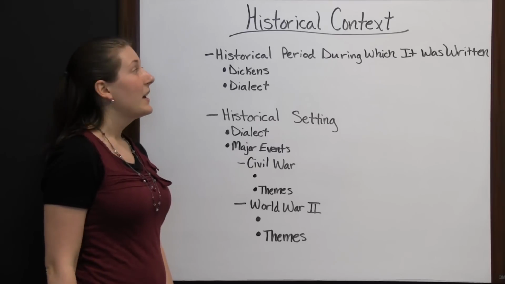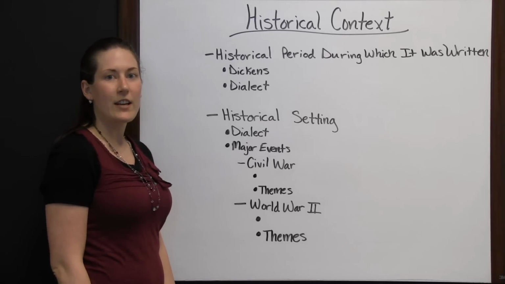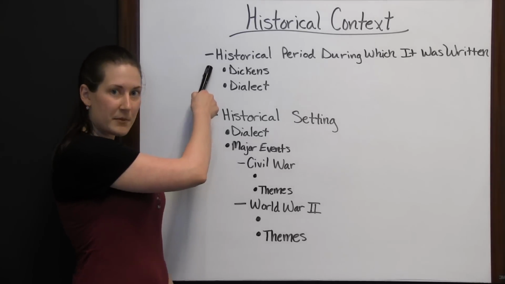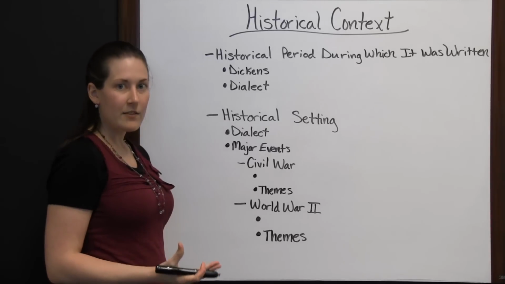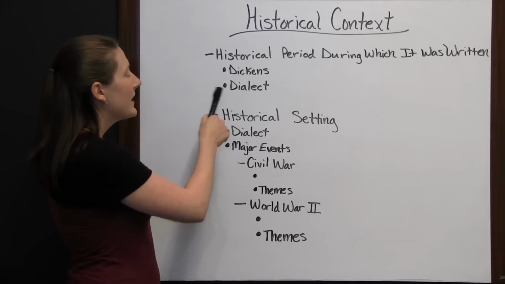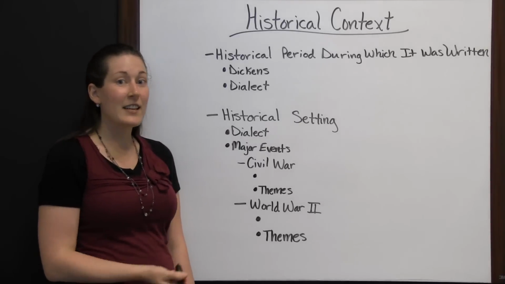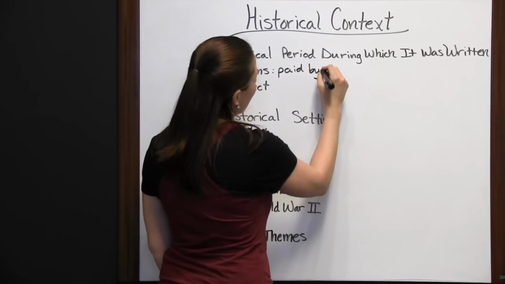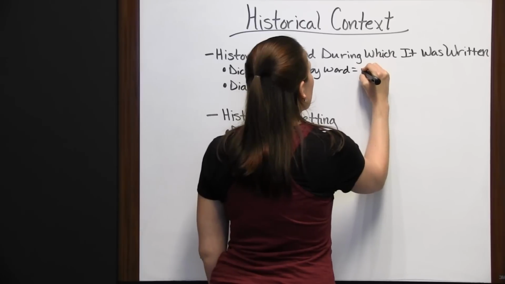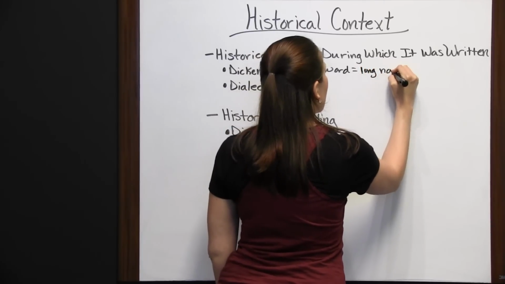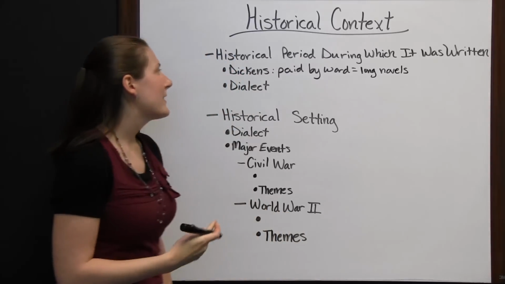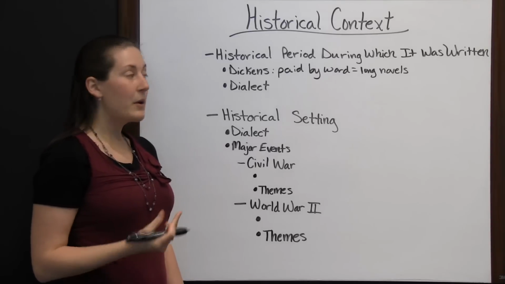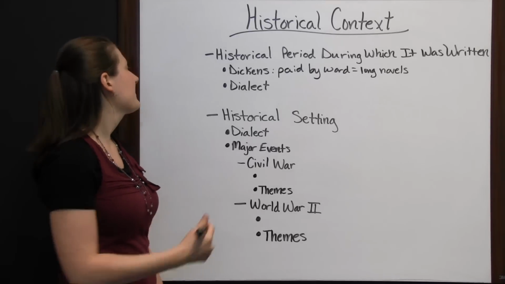Historical context. Historical context can impact literature in a number of ways. The author's writing can be impacted by the historical period during which it was written, or the historical setting of the story. For instance, when Charles Dickens was writing, he was writing during a period where authors were paid by the word, which meant that his novels were very, very long. And that was a result of the time period during which his work was written. He was writing long novels because he knew he would get paid more for every word that he wrote.